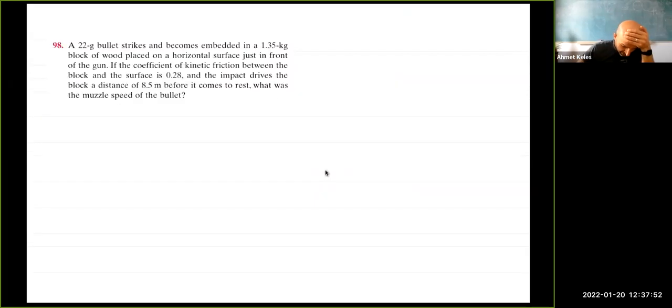So a 22 gram bullet strikes and becomes embedded in a 135 kg block of wood placed on a horizontal surface just in front of the gun. The coefficient of kinetic friction between the block and the surface is 0.28, and the impact drives the block a distance of 8.5 meters before it comes to rest. What was the muzzle speed of the bullet?